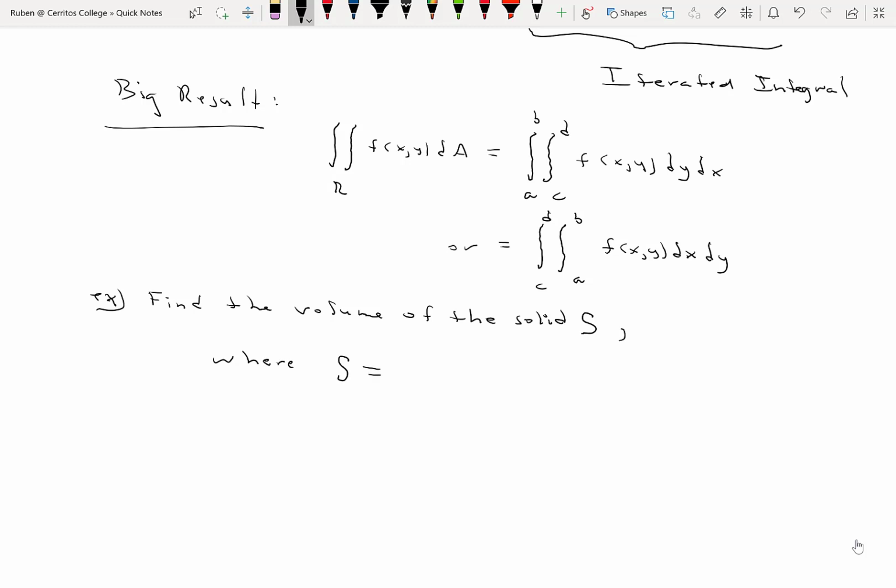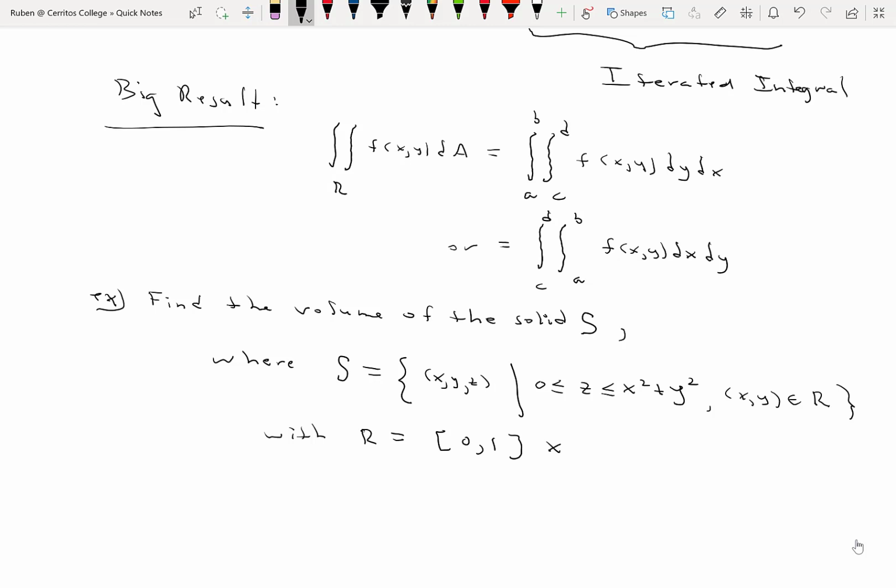S is composed of the set of all points in 3-space, in R3, such that the xy plane is below us, the paraboloid z equals x squared plus y squared is above us, and x and y lie in a rectangle R, with the rectangle R being the rectangle 0 to 1 along the x-axis, 1 to 2 along the y-axis.